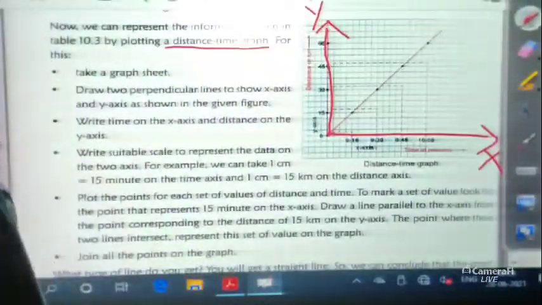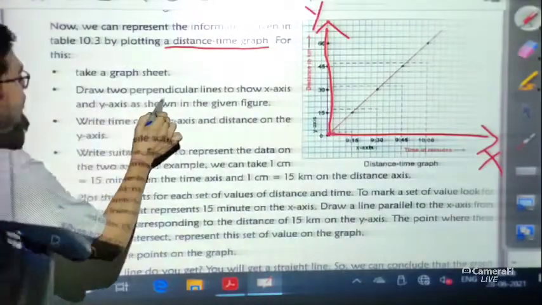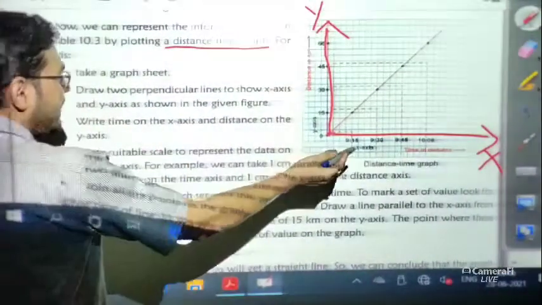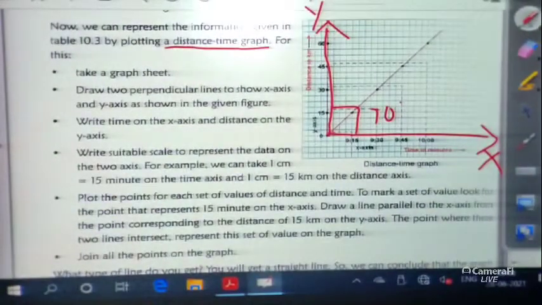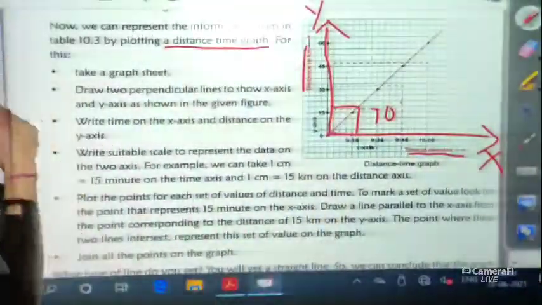Now have a look, take a graph sheet. This is a graph sheet, all of you are familiar with it. Now draw two perpendicular lines to show the x axis and y axis. We have already drawn two perpendicular lines. You can see this angle is 90 degrees, that's why we call it perpendicular. Write time on the x axis and distance on the y axis. You can see time is written on the x axis and distance on the y axis.